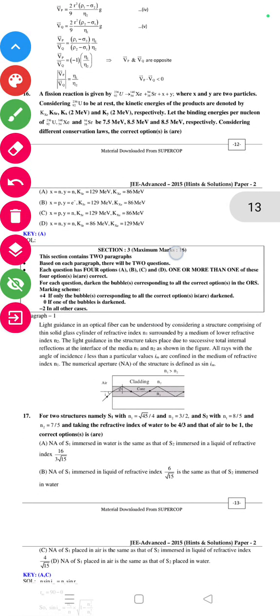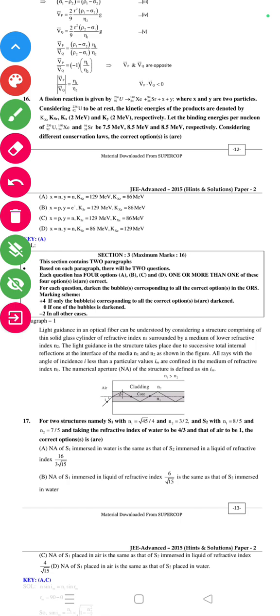The next question is: the fusion reaction given by U236 92 → Xe 140 54 + Sr 94 38 + X + Y, where X and Y are the two particles. Considering the U236 to be at rest, the kinetic energies of the products are denoted by K_Xe, K_Sr, K_X 2 MeV and K_Y 2 MeV respectively. Let the binding energy per nucleon of U236, Xe 140 and Sr 94 be 7.5 MeV, 8.5 MeV and 8.5 MeV respectively. Considering different conservation laws, the correct option is — the answer is option A, this one will come.